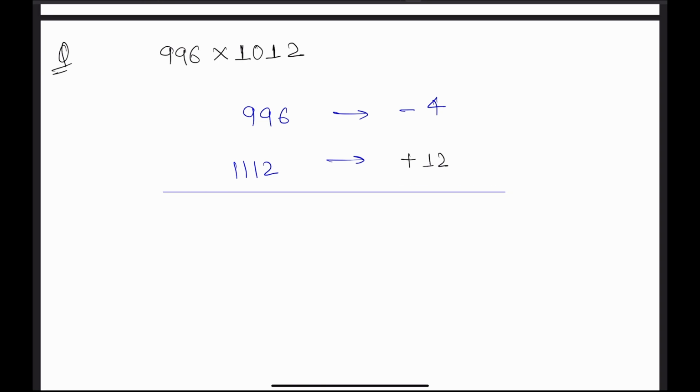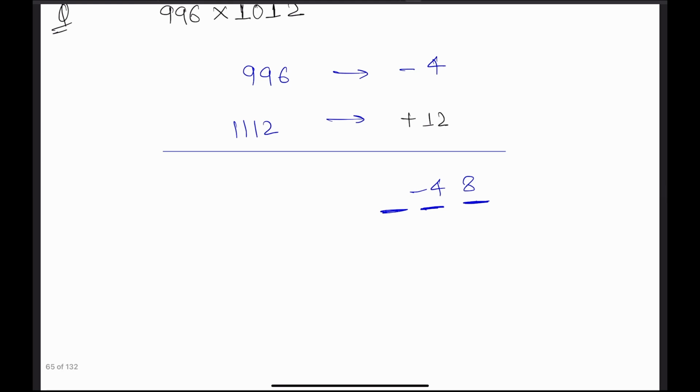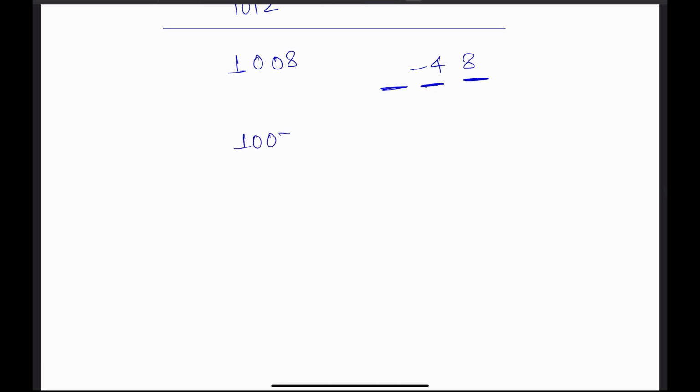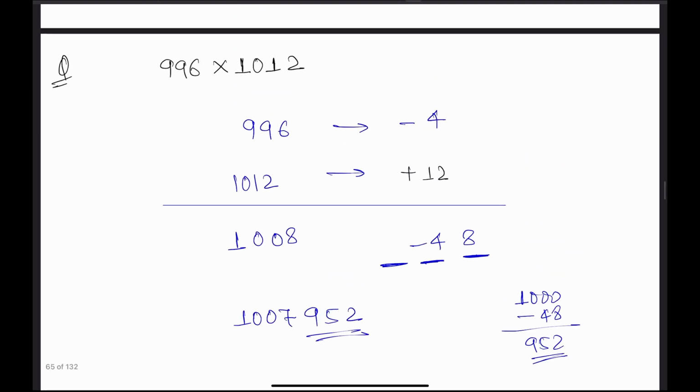Again a simple thing: as the base is 1000, the last 3 digits will be filled by the multiplication of both. We know that the multiplication of 12 and minus 4 is minus 48. And if we just add, it will be 1008. But again this is a minus sign, so what is going to happen? 1007 and then 1000 minus 48, that is nothing but 952. The last digits are 952, that's all. So this is how we are going to solve questions.